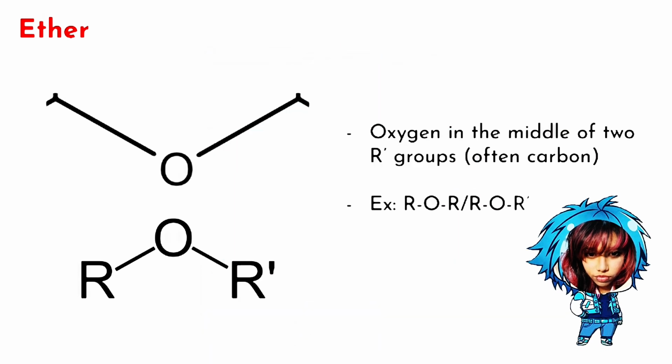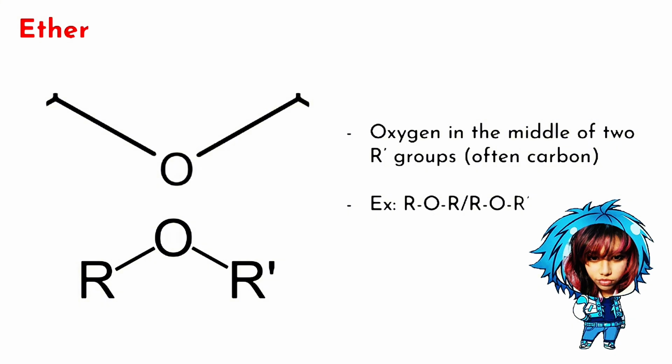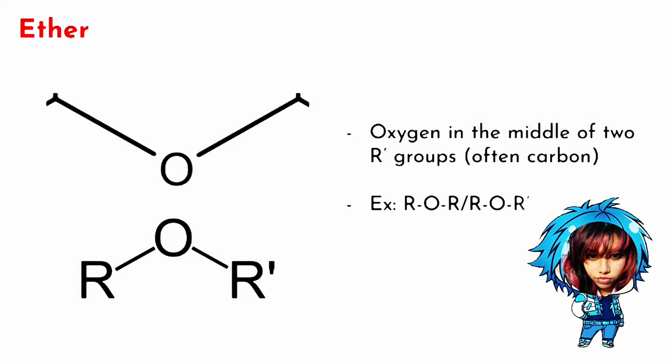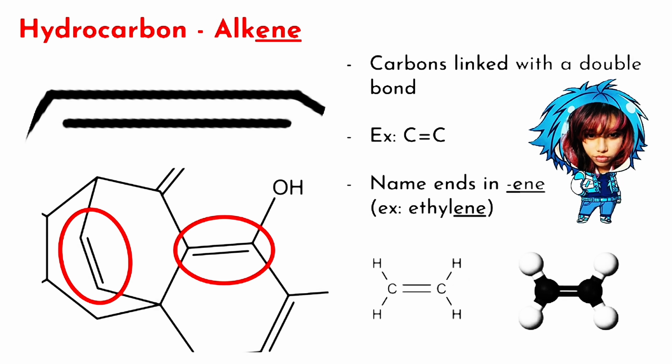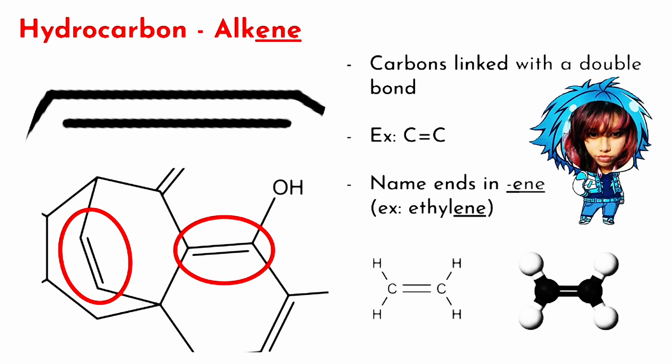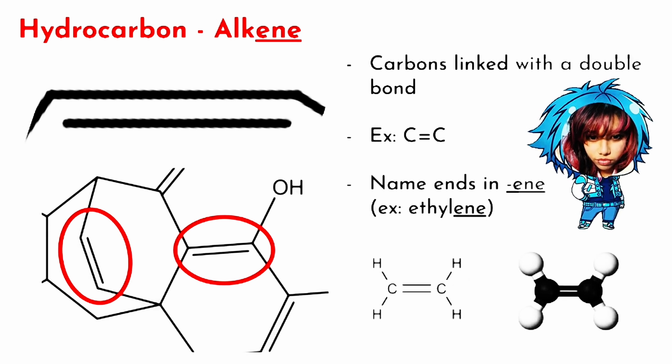First of all, let's talk about ethers. Ethers are easy to recognize as it's an oxygen in the middle of two R groups. The R groups are often carbon. Next, we have a hydrocarbon, alkene. So carbons here are linked with a double bond, as you can see in the example.